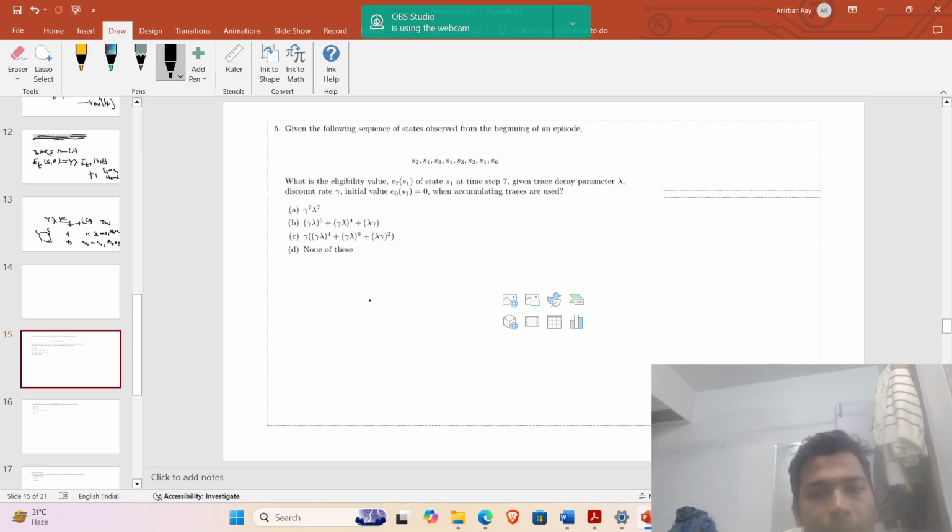Given the following sequence of states observed from the beginning of an episode, what is the eligibility value E7(S1) of the state S1 at time step 7, given TD parameter lambda and discount rate gamma, with initial value 0, when accumulating traces are used? So this is what we have here, and we are accumulating the traces, and these are the following sequence of states we have.